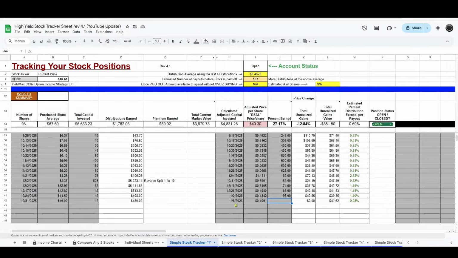Now, just to save a little bit of time, I've already entered in that distribution amount for the date. And that date that's shown here is the X date, okay? So we did earn 40 cents.